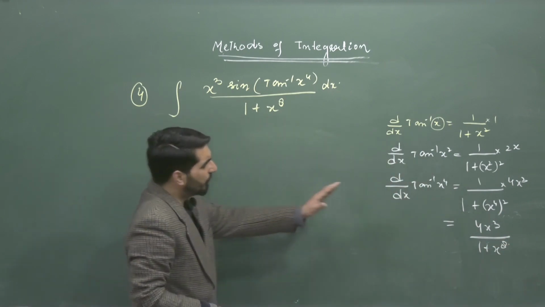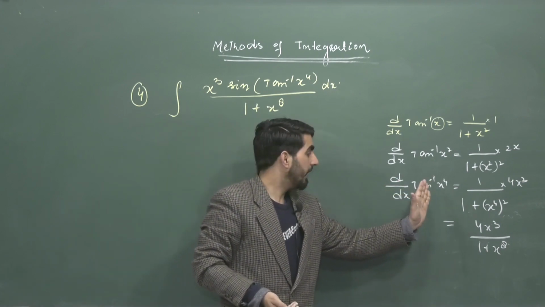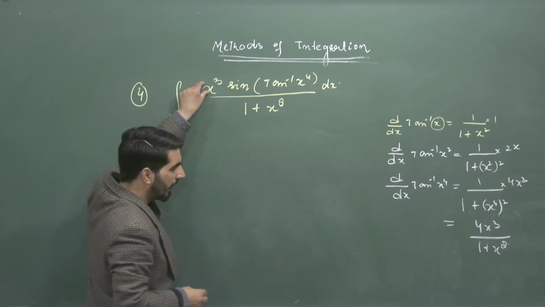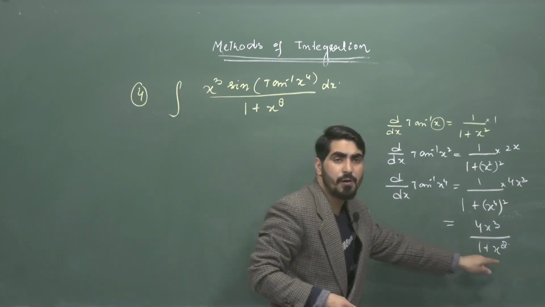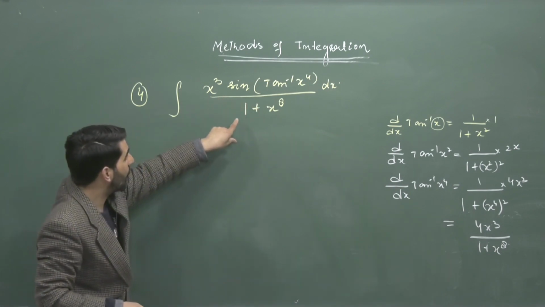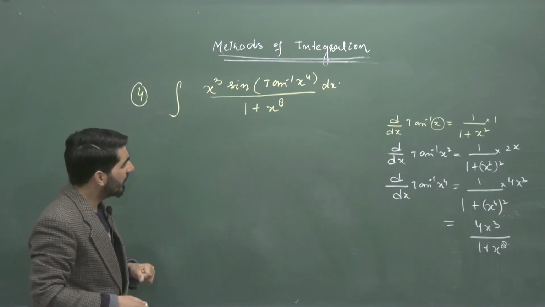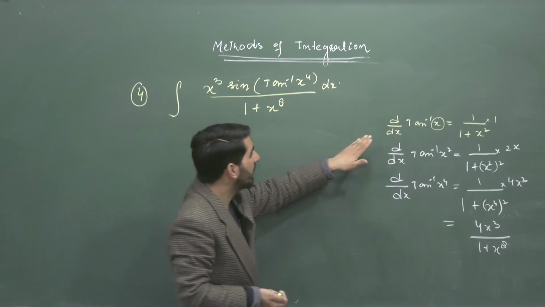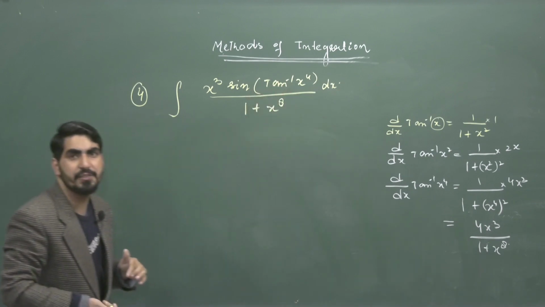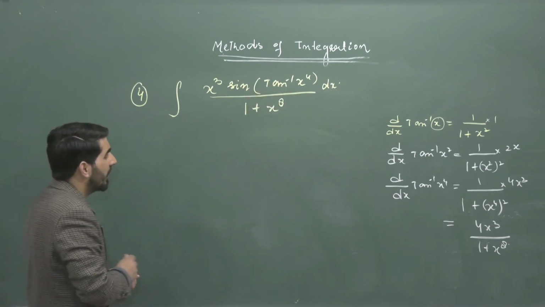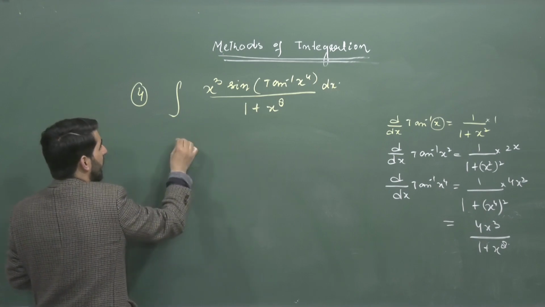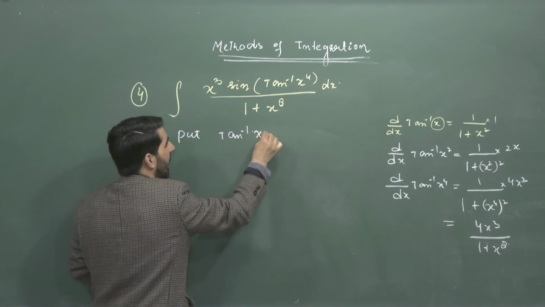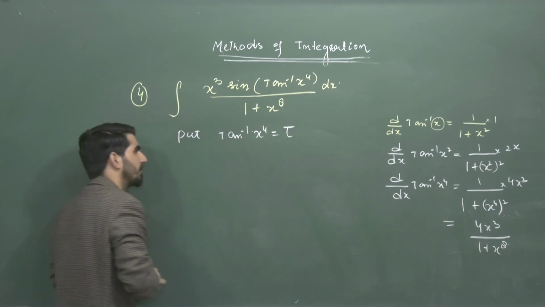Now, if we see here the differentiation of tan inverse of x raised to power 4 is 4x cube divided by 1 plus x raised to power 8, we need here x cube and divide by 1 plus x raised to power 8. So, here is also 1 plus x raised to power 8. So, this gives me the better choice to substitute tan inverse of x raised to power 4 is equal to t. Now, we will put tan inverse of x raised to power 4 is equal to t.